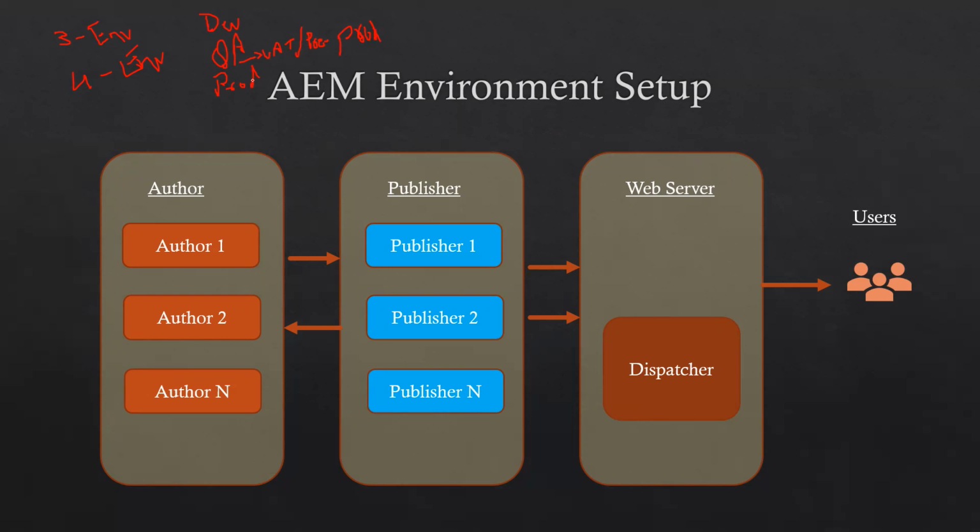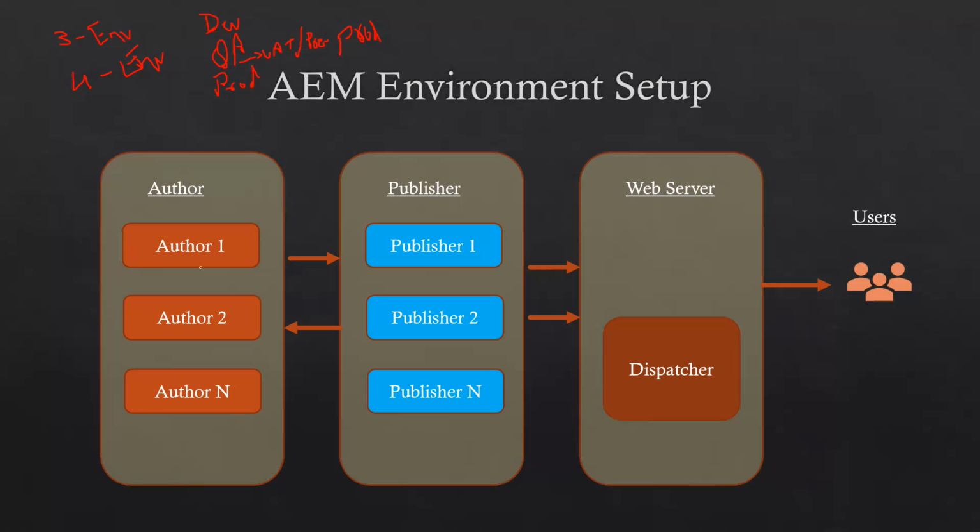Any change that you want to make has to go through the dev environment first, then be pushed to QA, then to UAT, and finally to prod. At any environment, this is what you are going to see. On a particular server, you will have at least one or more authors running, at least one or more publishers running, and in front of those two, you have a web server. And at the end, you have the end user.